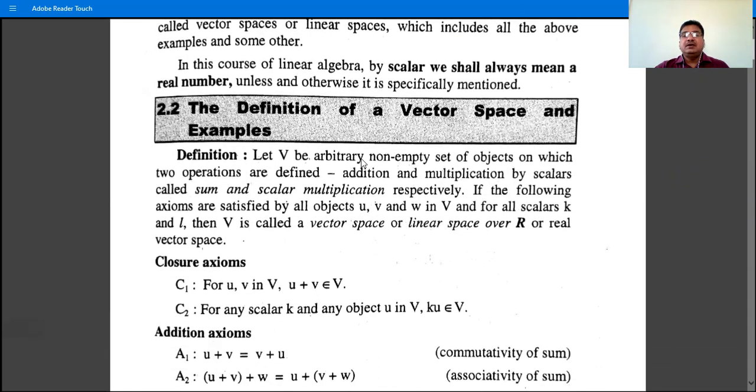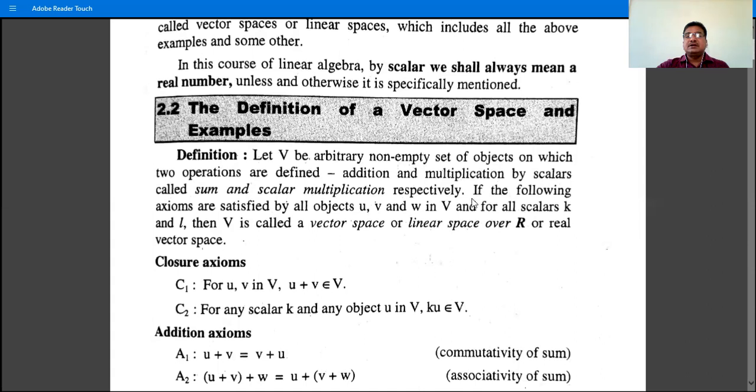Let V be any arbitrary non-empty set of objects, that is elements, on which two operations are defined: addition, denoted by plus, and multiplication by scalars. So there are two operations on the set V. One is addition and one is multiplication, and addition is called sum and multiplication is called scalar multiplication respectively.